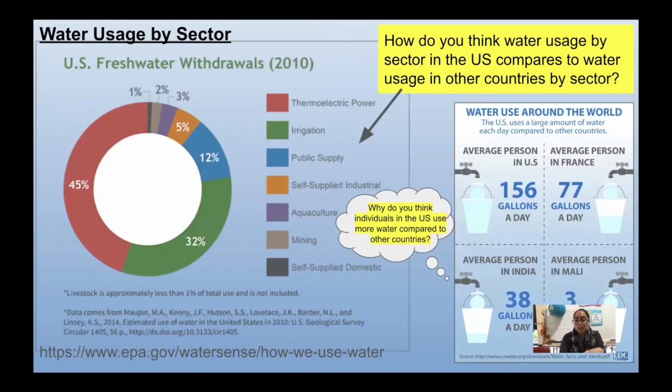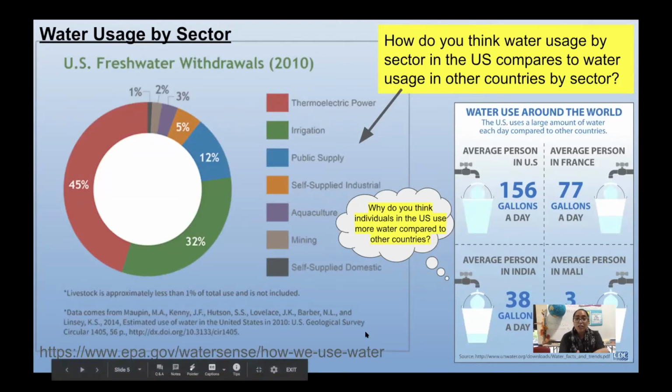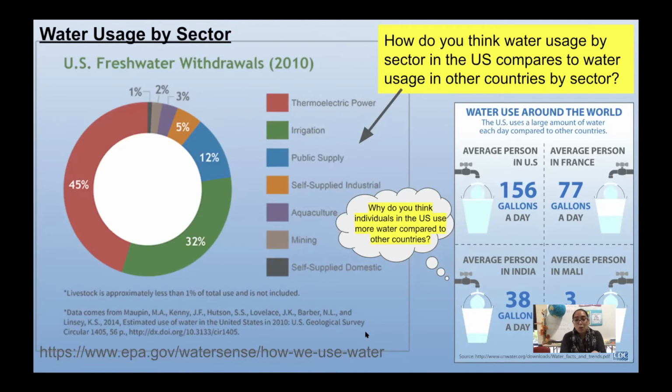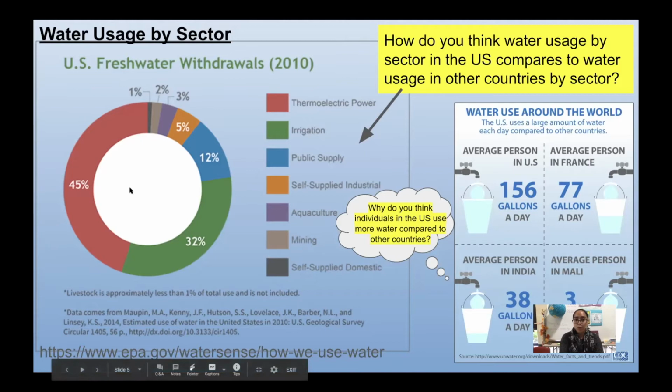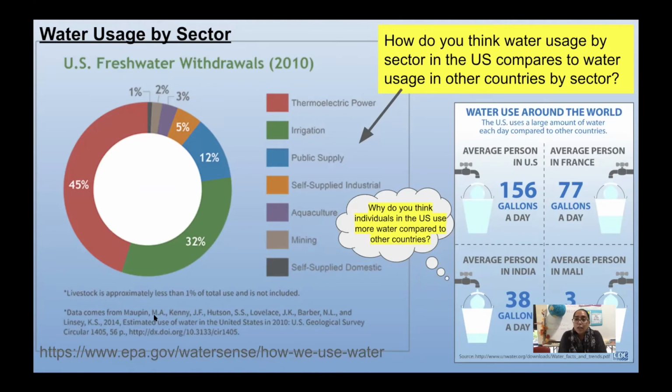And then our next thing is water usage by sector. So if we take a look at this graph here, and if you take a look at the color keys, you can see that in the US, most of our water usage is used for power, for thermoelectric power, and that's about 45%. And then the next largest segment would be for irrigation for farming and crops. So compare the US water usage by sector. How do you think water usage by sector in the US compares to other countries? So do you think other countries use as much water for thermoelectric power, or do you think they use more water for other areas?